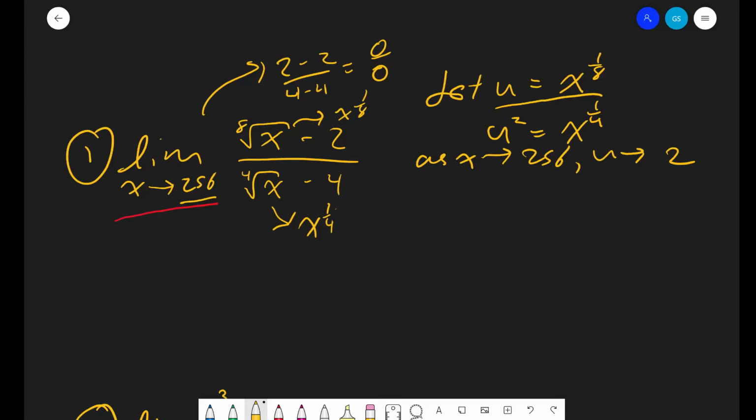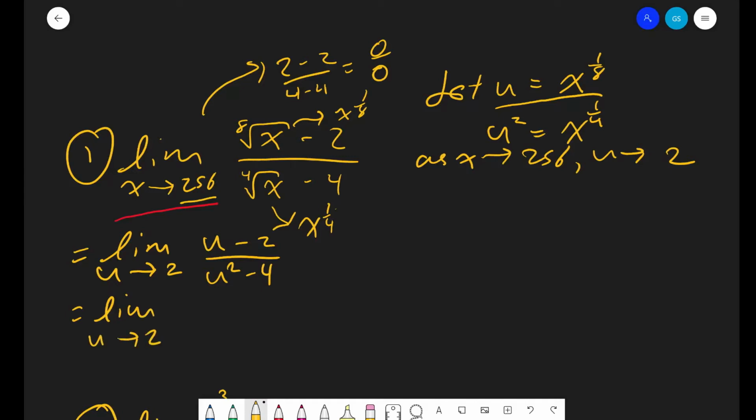So this equals the limit as u approaches 2. At the top, we said u equals x to the 1 over 8, so that just becomes u minus 2. At the bottom, we said x to the 1/4 is u squared, so u squared minus 4. Now we see a u squared minus 4, which is a difference of squares in the denominator, so this becomes (u minus 2)(u plus 2) all over u minus 2.